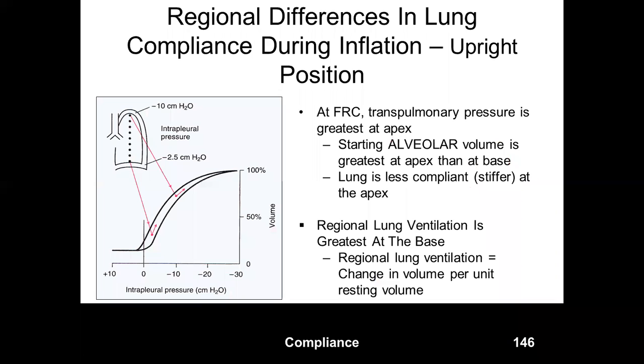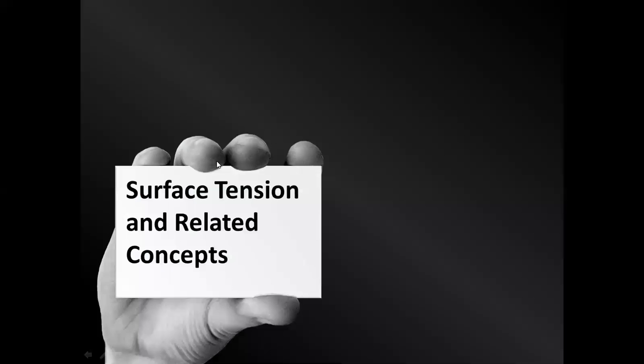So the bottom line is that in the upright position, the lung compliance, or the change in lung volume, is bigger at the base than at the apex. We'll return to this later, where we'll learn that pulmonary ventilation, for example, will be bigger at the base compared to the apex.